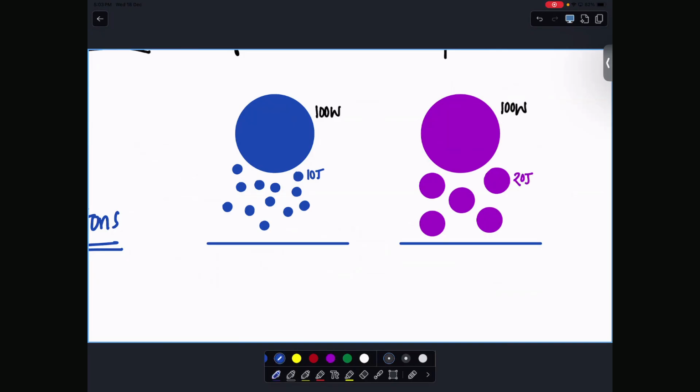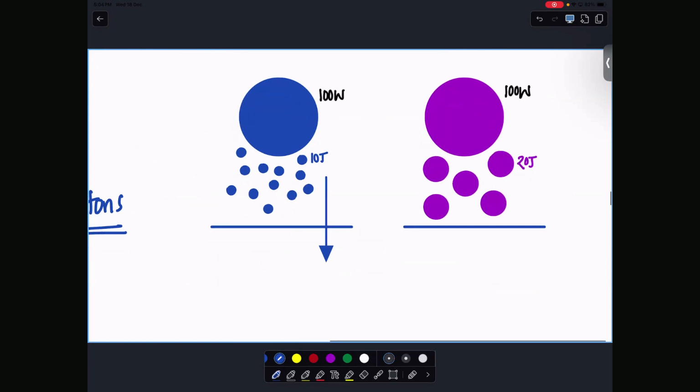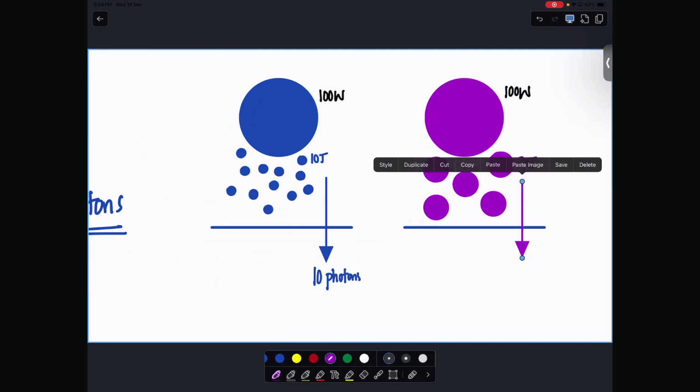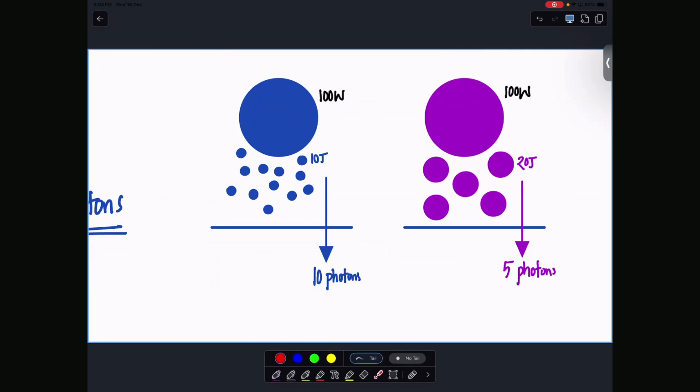Can you tell me how many blue photons will be needed every second? Yeah, 100 divided by 10. So I need 10 of these blue photons. Every photon is 10. So 10 into 10, I need 10 photons here. But to produce that same power using violet, how many photons do you need? Just 5 photons. And you will find this trend that as you increase the frequency, the number of photons decreases, given that they're at what power?